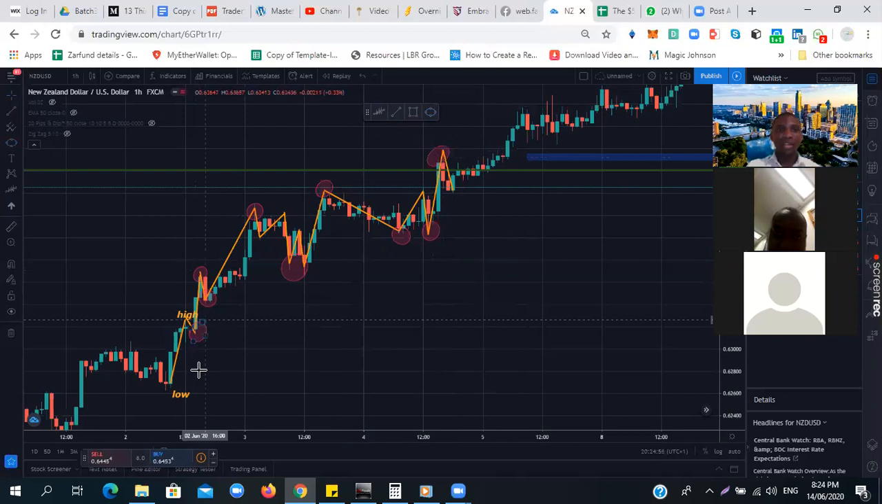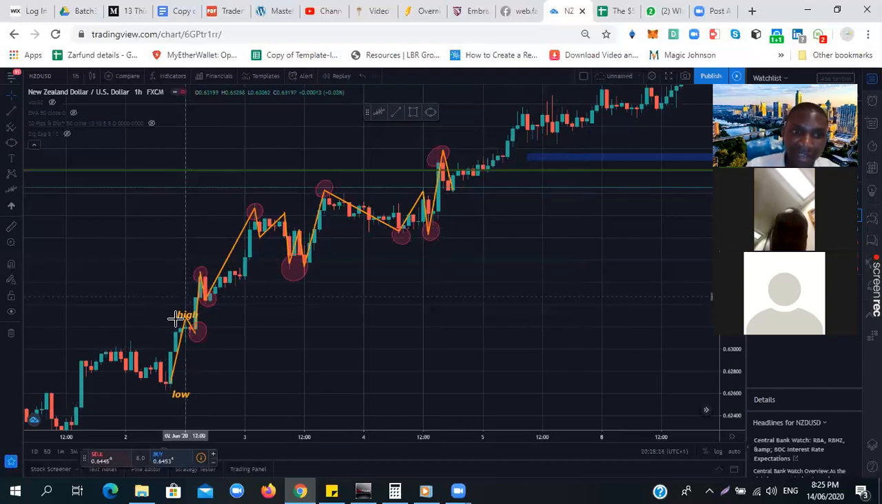Now, when we're drawing the lines, it is straightforward. But of course, in the real market, it's not as straightforward. But it doesn't matter. We can see that this is a low, and this low is higher than this. This one is higher than this. Even though they are not in a straight line, we can see how one is higher than the other.